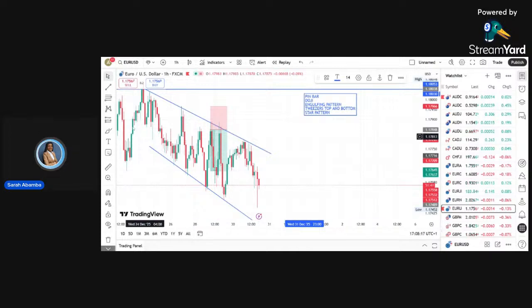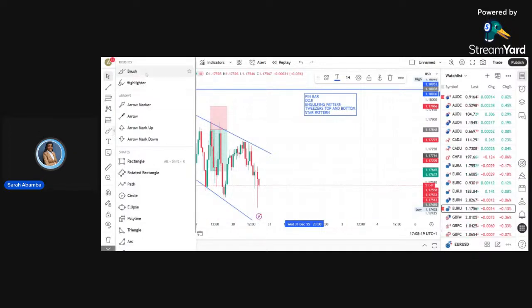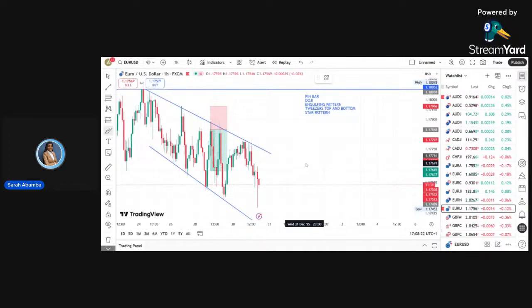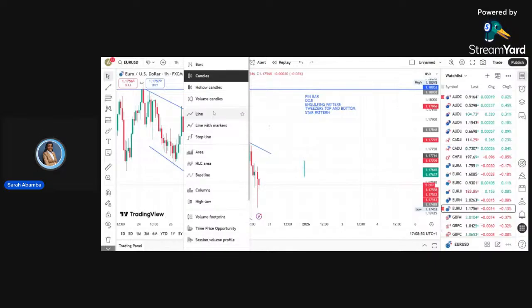For the pin bar, it's like this. I'm going to be doing a lot of drawings too. A pin bar is such that it has a small body. I believe by now you should have understood the concept of candle. If not, let me just teach it before I continue. So a candle, there are three types of charts majorly. We have the bar chart, we have the line chart, and we have the candlestick chart. So my chart is already on candlestick. Let me change it to line chart so you will see.